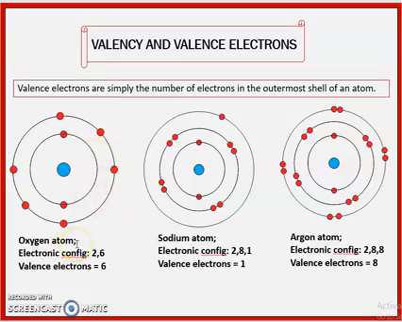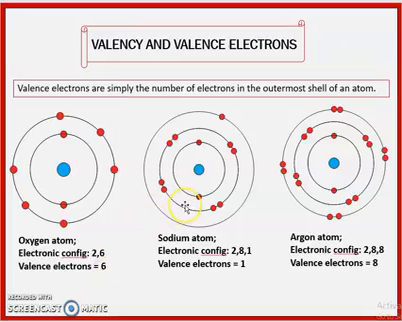Oxygen has 8 electrons in total. The first shell, K shell, takes 2, while the remaining goes to L shell, which is the second shell. So the configuration is 2, 6. The outermost shell has 6 electrons. Therefore, the valence electrons of oxygen is 6.